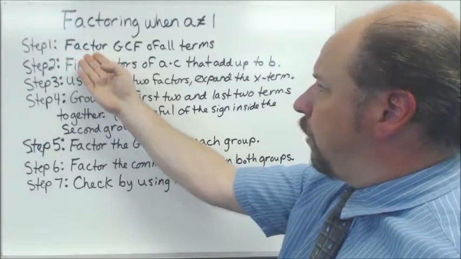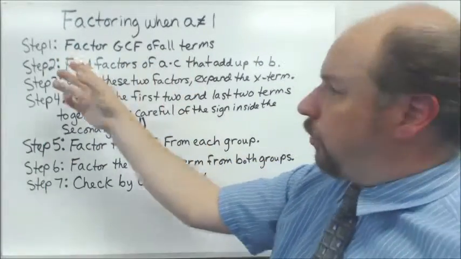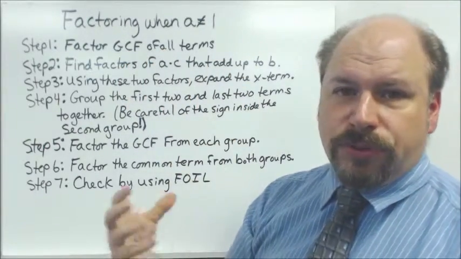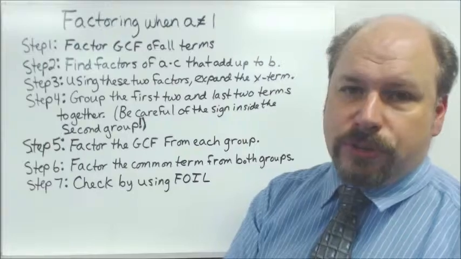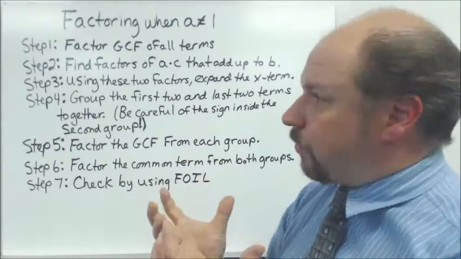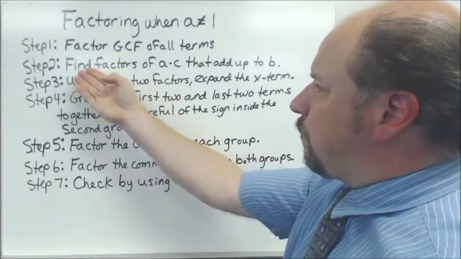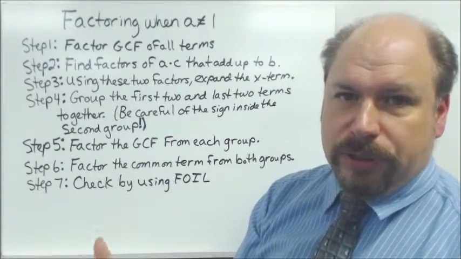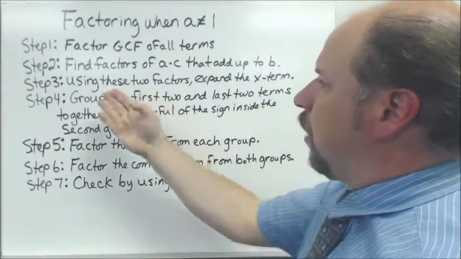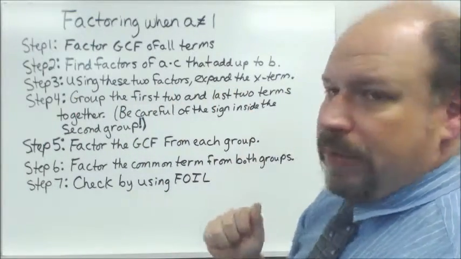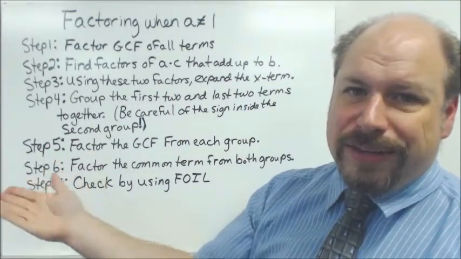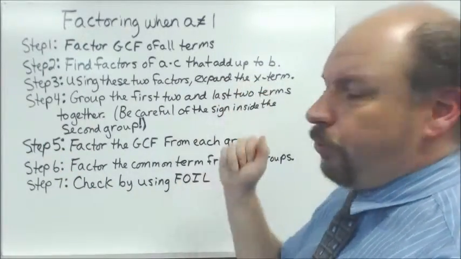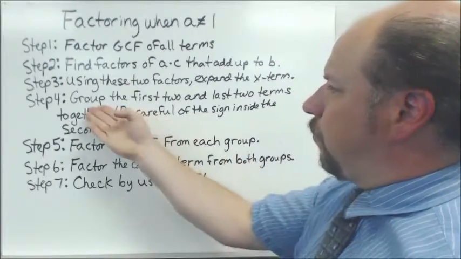So our first step, of course, we always want to look to do this, is factor the greatest common factor of all the terms. So if there's something we can take out first to help us make the number smaller, let's go ahead and do that. Okay, step 2, find factors of a times c that add up to b. So that's just like we did before, nothing new there. Step 3, using these two factors, expand the x term. So I did do an example of that earlier where I expanded the x term. We'll do a couple more like that here in just a second.